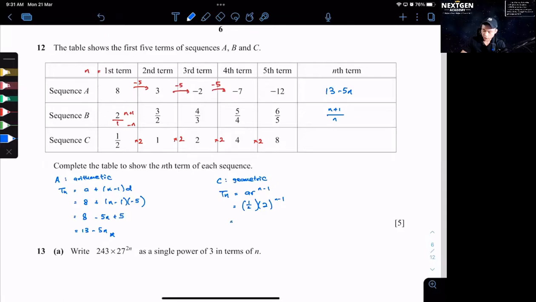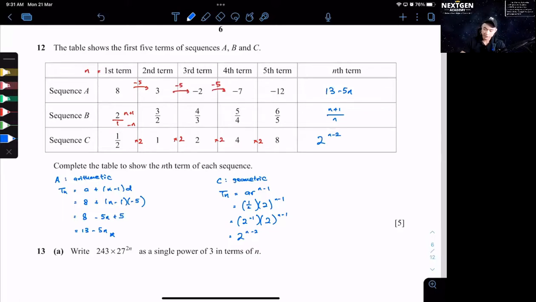Okay, so let's try to simplify this. If you see there's a 2 in all of this, right? So 2 to the power of n minus 1, and 1 over 2, I can write it as 2 to the power negative 1. And then what can I do here? I can put 2 to the power of n minus 1 minus 1, which is n minus 2. So this will be 2 to the power n minus 2.